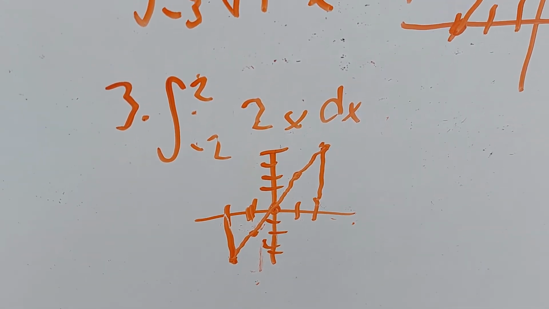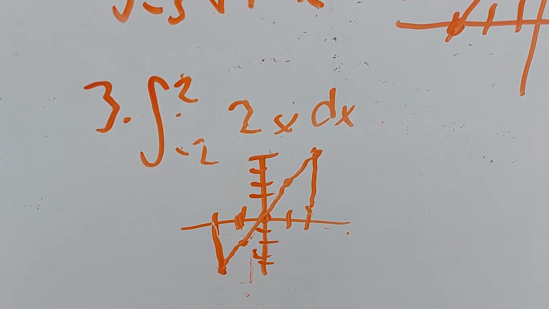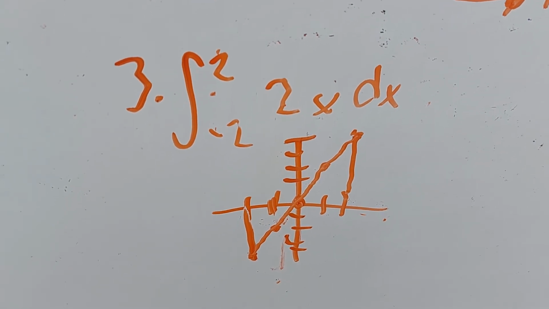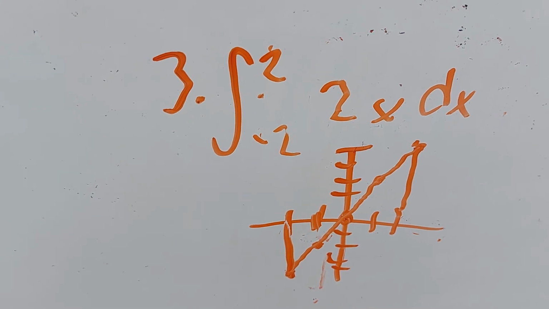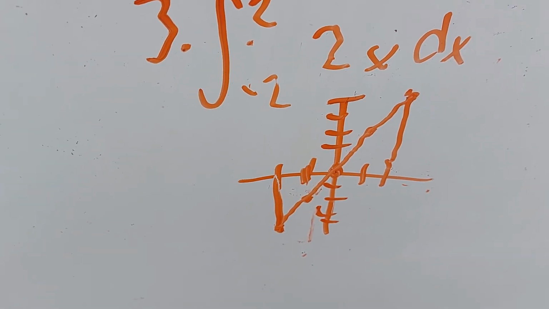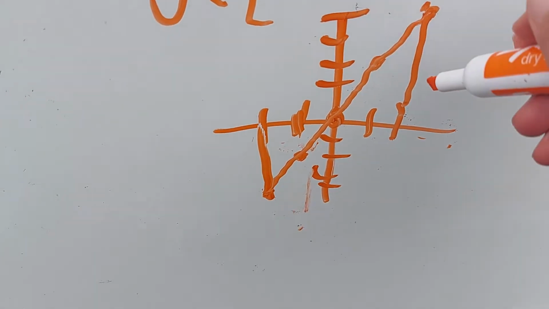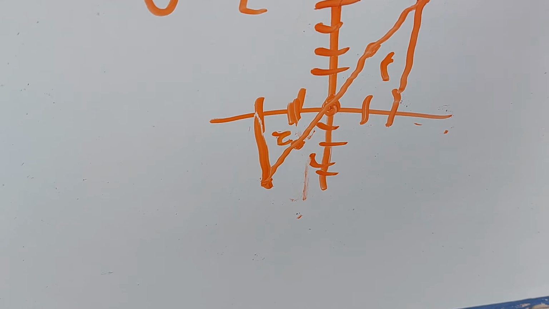For this problem, the bounds are 2 and -2, and the function is 2x. In this problem, there is one triangle that is above the x-axis and one below. So for the one above, it will be positive, but for the one below, it will be negative. So you start by making this triangle 1 and this one triangle 2.